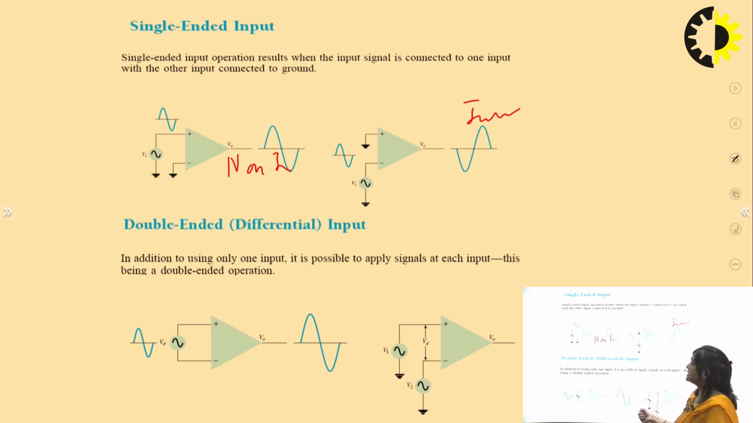So this is working as a subtractor or a difference amplifier. So here this is V1, this is V2. So output would be equal to A times (V1 minus V2).